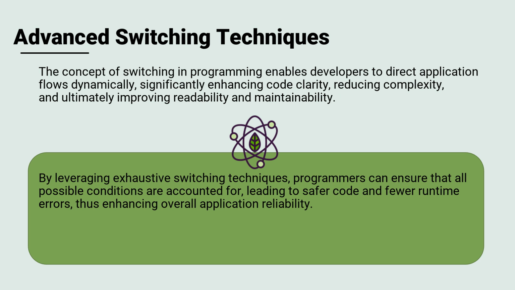Now, we will cover exhaustive switching in detail and discuss its benefits, coding techniques, and practical uses in various scenarios. Now let's take a look at how we can implement the traffic light enum and utilize a switch statement to control the flow based on its state.